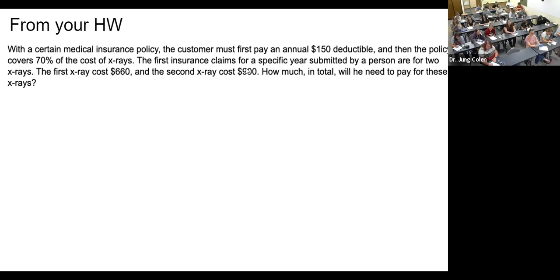The first insurance claim for a specific year submitted by a person is for 2 X-rays. The first X-ray cost $660. The second one was $900. How much in total will he need to pay for the X-rays then? So thinking about the deductible and 70% of the coverage and 2 X-rays cost in each, we need to solve this problem.